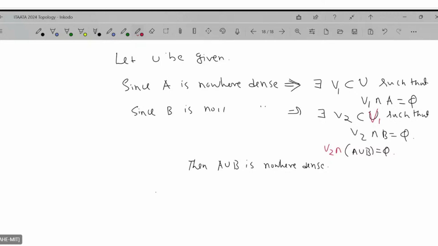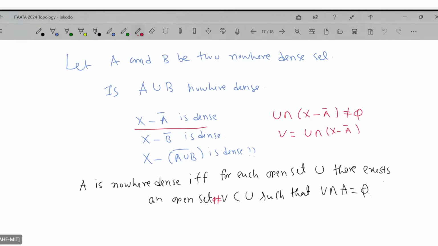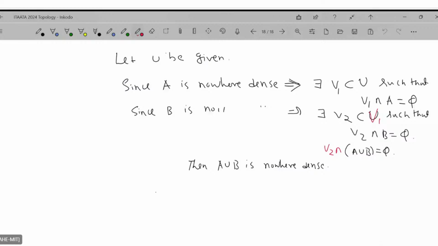Because what is the criterion? It says that for each open set U, there will exist a non-empty open set B, a subset of U, such that B intersection A will be empty. Now think about V1 in place of U. For V1 you will have a V2 such that V2 intersection B will be empty, because B is nowhere dense. Okay, so this proves that the union of two nowhere dense sets is nowhere dense.